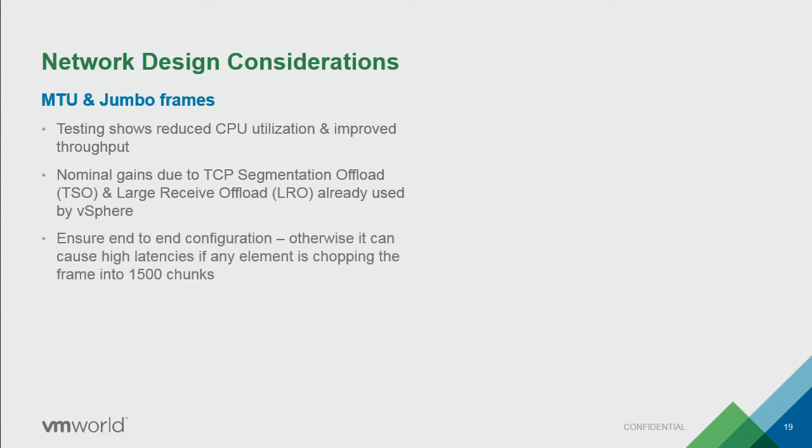What we do encourage you to do when you configure this is make sure you have it end-to-end. If you have MTU size 1500 at even a single point in your topology, that's going to try and chop all the packets from 9000, and that's when you see high latency. So keep that in mind.